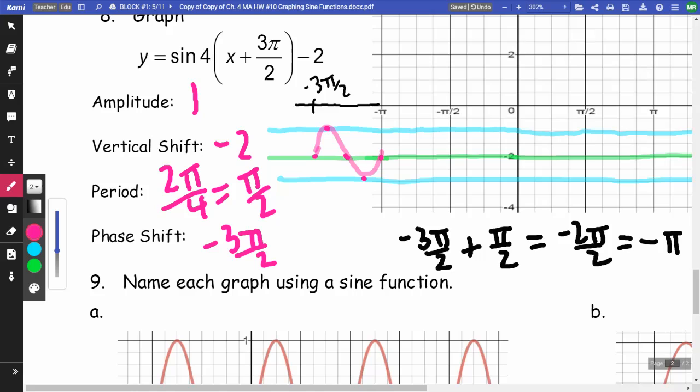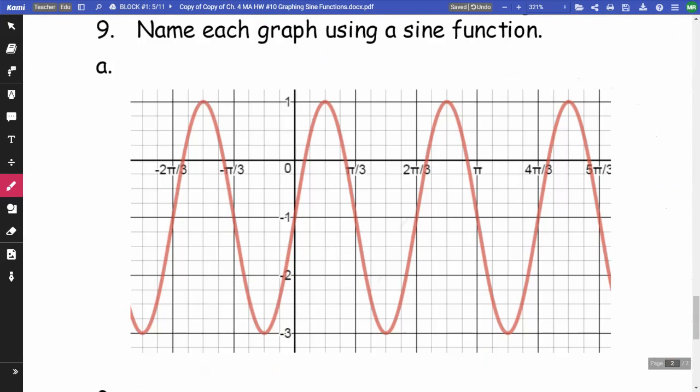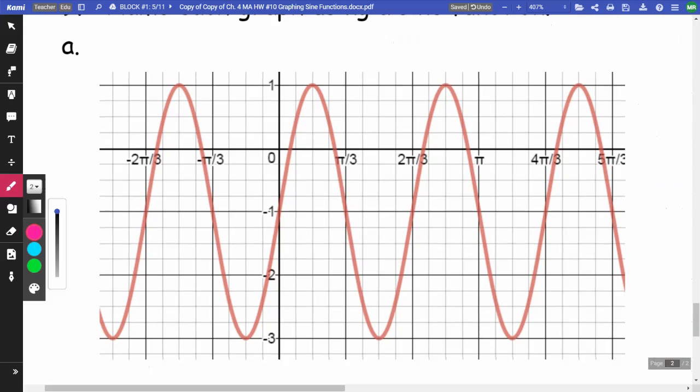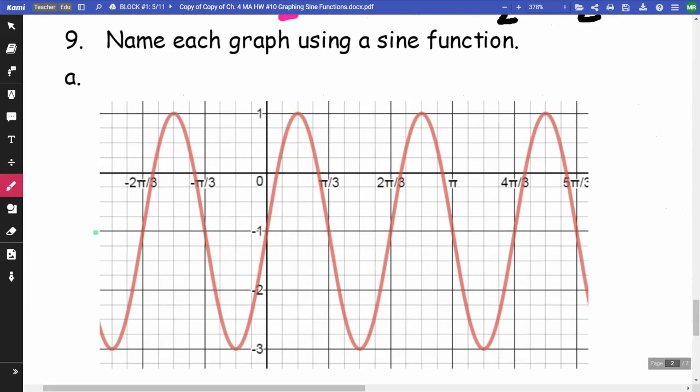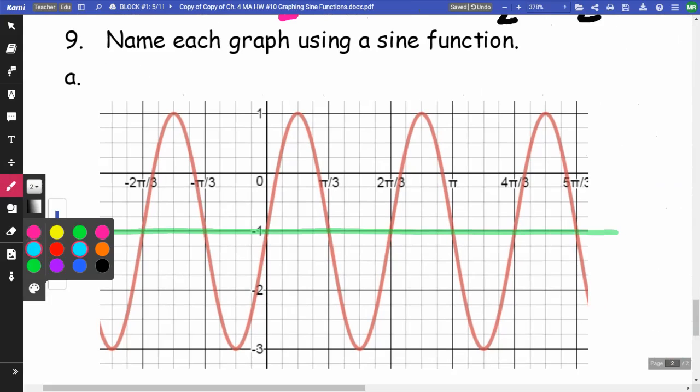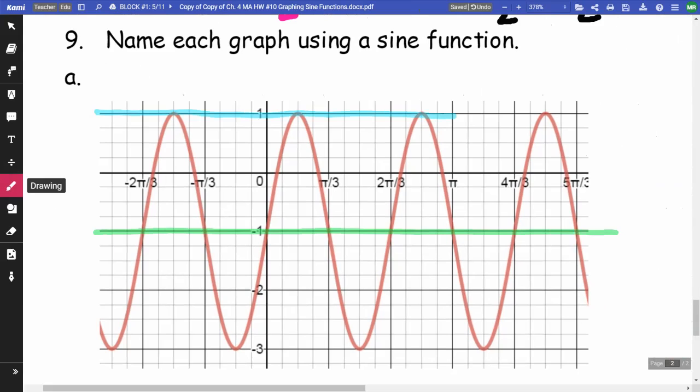So now on these last ones, they're going to ask us to name the graph. So on these ones, let's take a look. What I like to do is I like to draw in my vertical shift. So this is where my zeros are going to be, because it should be halfway between my highs and my lows. And so my highs are all up here at 1. My lows are all down here at -3.